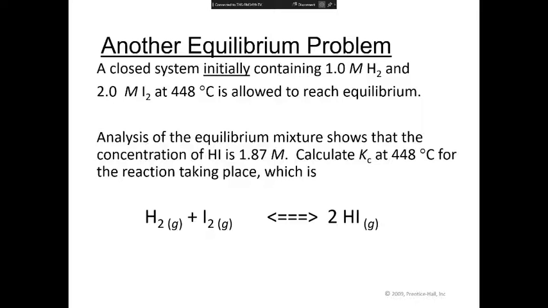Then, once I hit equilibrium, they're telling me the HI concentration. Only one of these numbers is allowed to go in an actual equilibrium constant expression, and that would be the 1.87 molar of HI. I'm not allowed to use these two numbers in the true equilibrium constant expression because I'm not in equilibrium yet. I also know the equilibrium constant, Kc, they're telling me is, oh no, I'm going to calculate it.